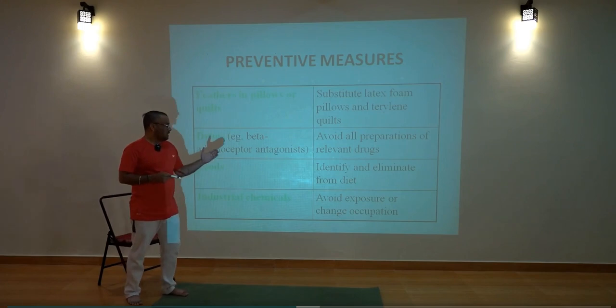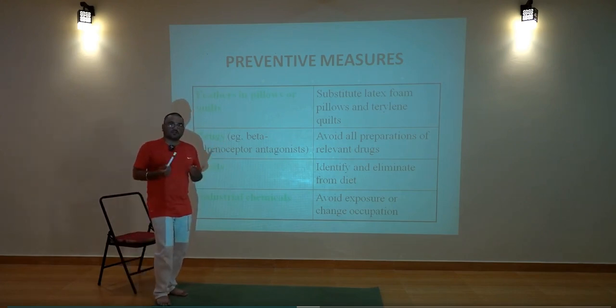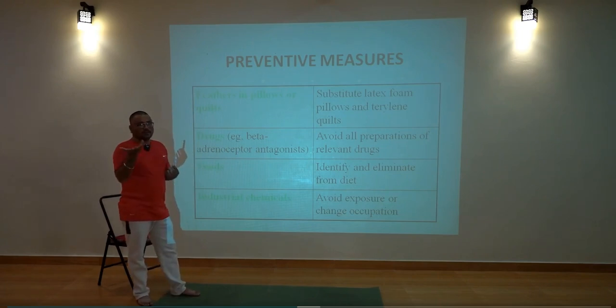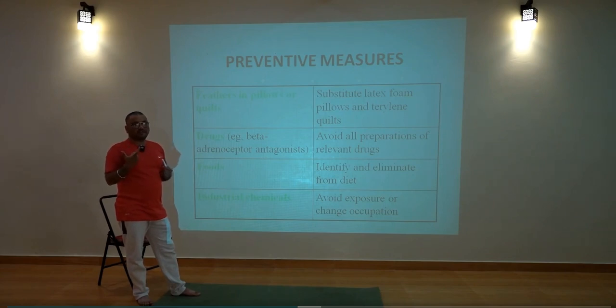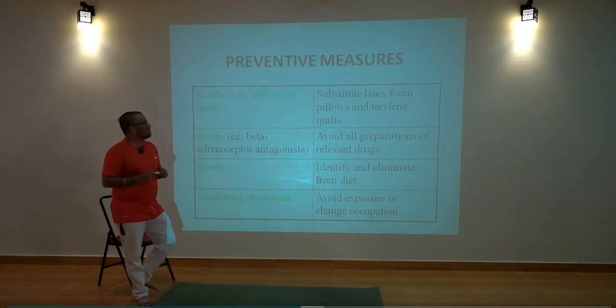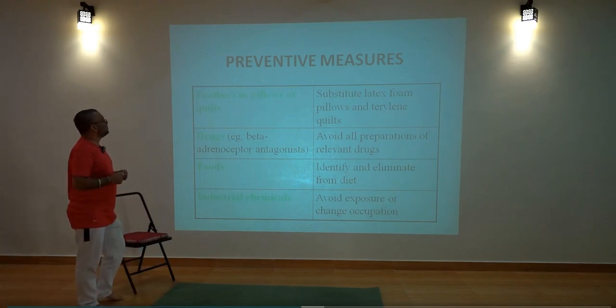Industrial chemicals: avoid exposure or change occupation. It's basically avoiding the exposure. Sometimes people work in a silica factory. When they work, there is pollution, fumes and fog, and at that time it also triggers the asthma. So we have to avoid exposure to that particular portion of the factory or industry, or otherwise, if it is triggering too much, change the occupation. So go to the next slide after this.